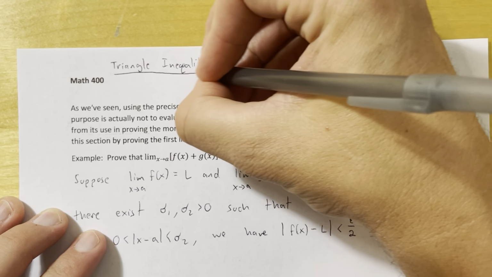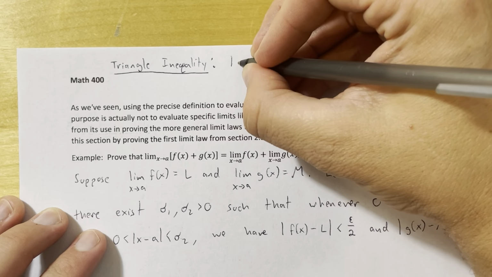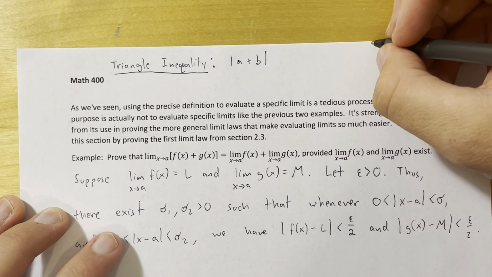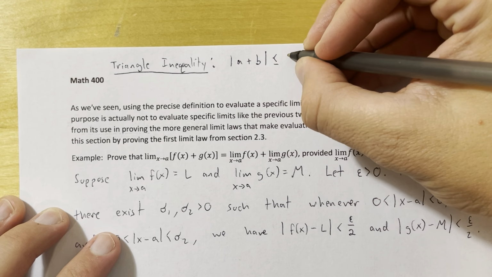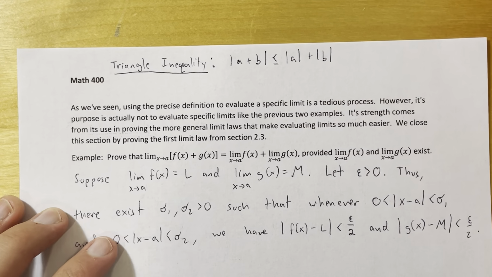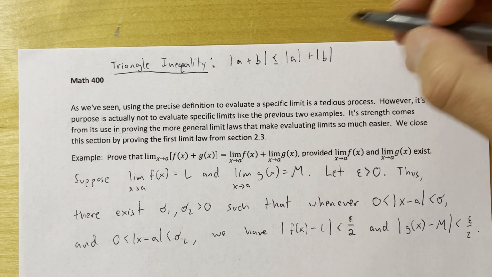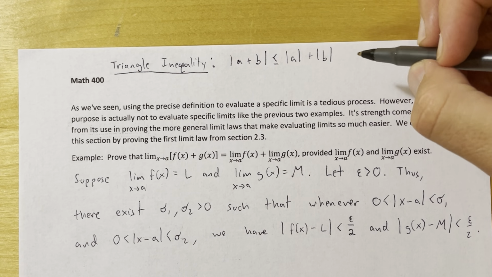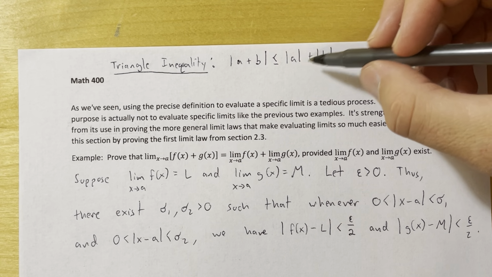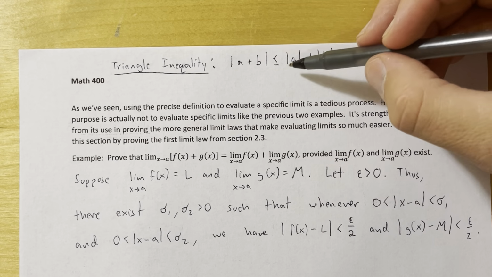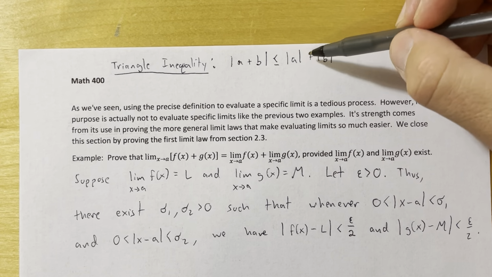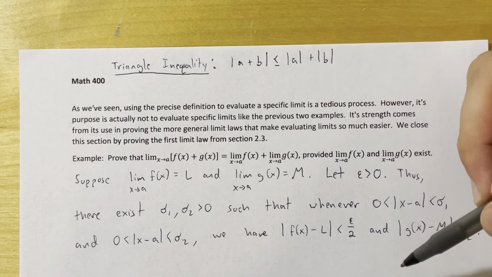The triangle inequality says that the absolute value of the sum of any two real numbers, A and B, is always less than or equal to the absolute value of A plus the absolute value of B. I'm not going to explain why this is true. It's not too hard to figure out why, even if you're not doing a formal proof, if you just think through it logically, but this would have appeared in a previous class anyway. This is the triangle inequality, and we're going to need that here.